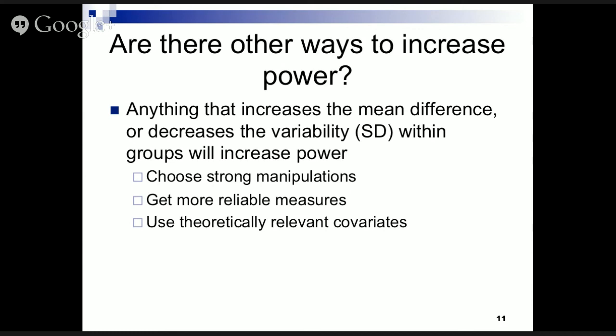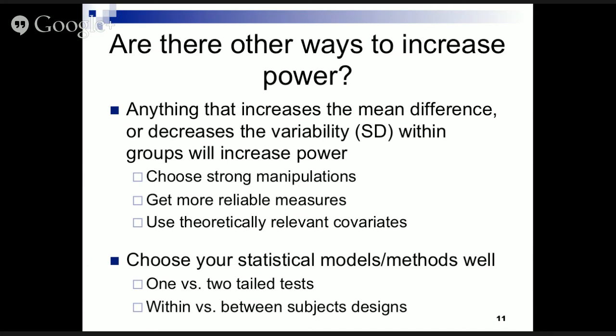And so these are some things to consider when you're designing your study. Another thing you can do is think about what specific statistical model or method you're using. Some statistical methods and models are more powerful than others. So, you can think about whether you want to use a one versus two-tailed test. You'll have more power if you use a one-tailed test. Obviously, you're only going to want to use one-tailed tests in a situation where you really have a strong reason to hypothesize that an effect will go in one particular way, but that is an option.